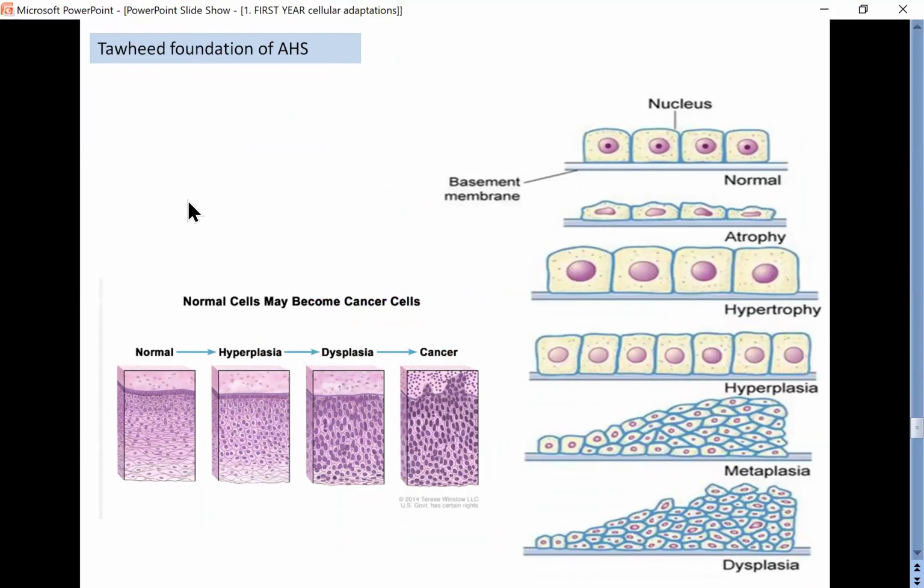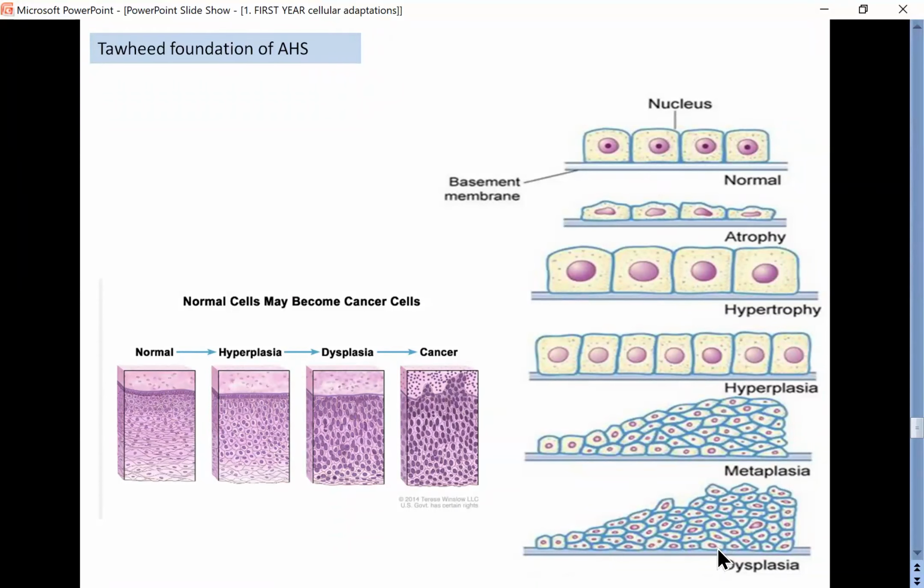So by now we have seen all the types of cellular adaptations. Hypertrophy means increase in the size. Atrophy means reduction or shrinkage of the size. Hyperplasia is an increase in the number of the cells. And metaplasia is the replacement of one kind of normal cell by another normal type of cell. That is called metaplasia. So atrophy, hypertrophy, hyperplasia, metaplasia.